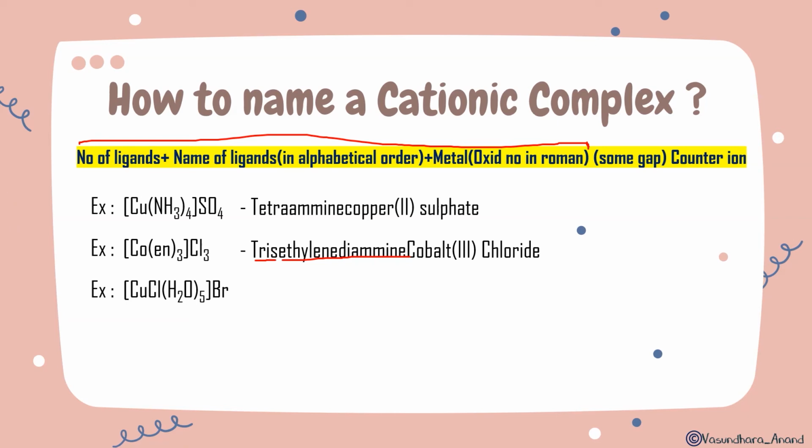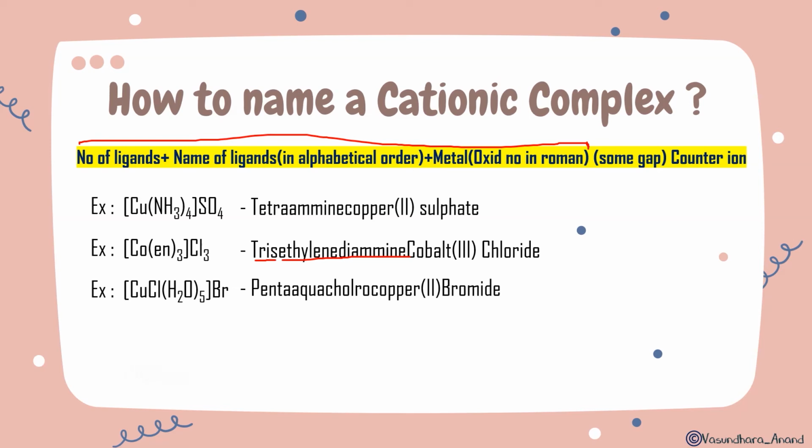Chloro and then copper. What will be the oxidation number of this copper over here? Think of it. H2O is neutral, so 0, and Br is -1, Cl is -1, so copper will be +2, isn't it? So the name will be pentaaquachlorocopper(II) bromide.